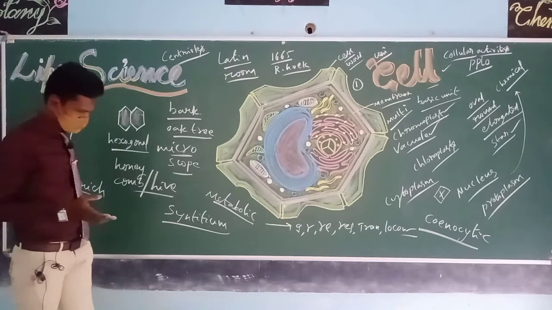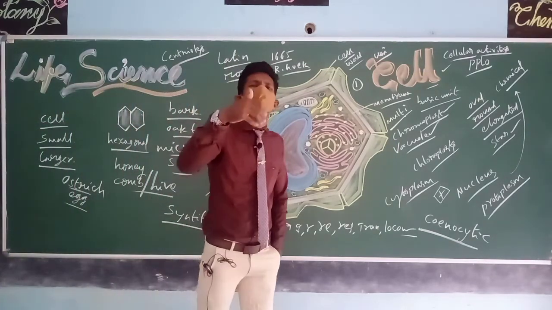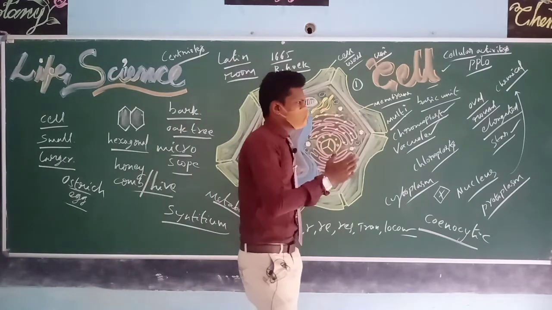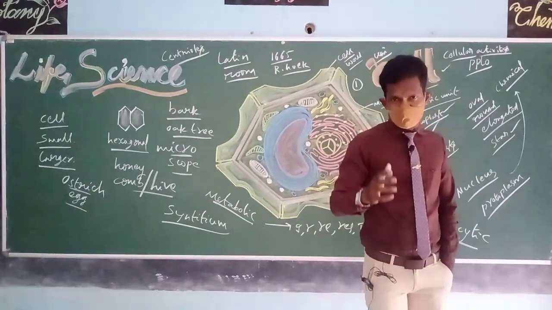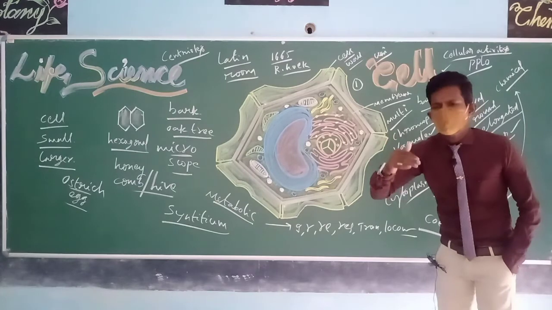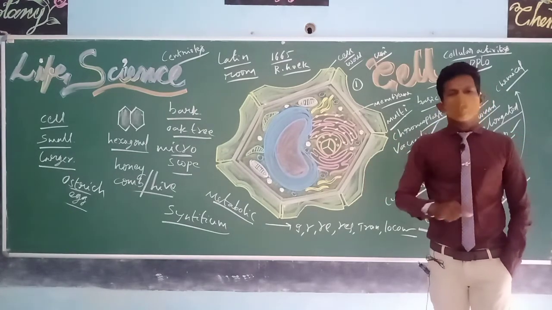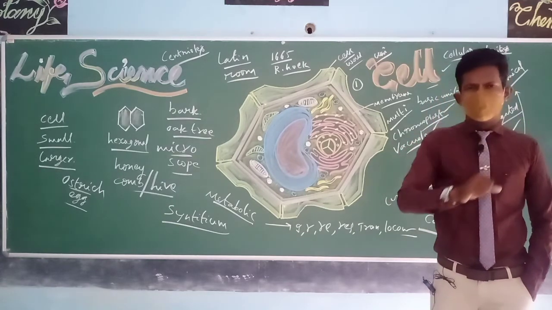But what happened here? These two scientists were unable to prove how new cells are formed. So this statement was given by one more scientist, Rudolf Virchow. He gave the third statement: every new cell will be born from a pre-existing cell. In the sense, it's an old cell. That cell is called the mother cell.